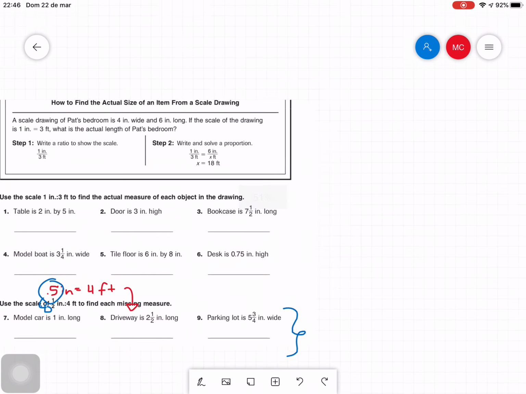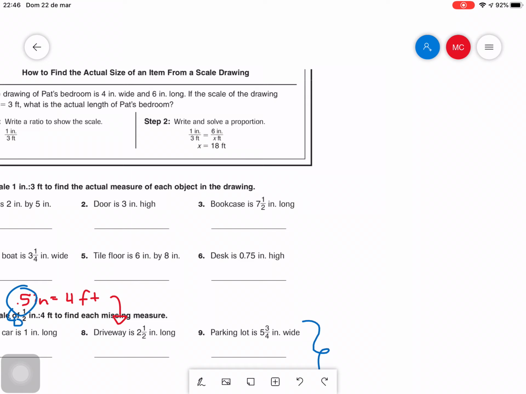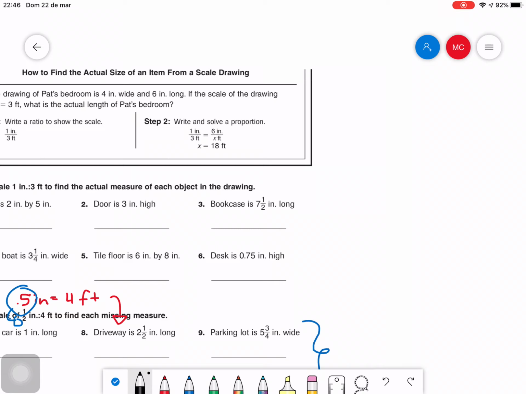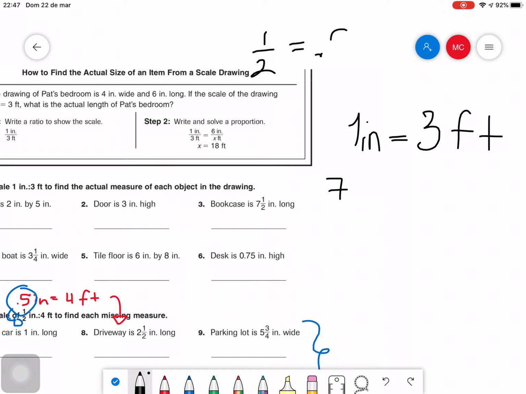They tell you that a bookcase is 7.5 inches long, okay? So I need to create or decide the scale. Remember that you can use the rule of 3 or cross products, we said that we were going to call la regla de tres in English cross products, okay? 1 inch in real life is going to measure 3 feet, okay? If this scale drawing of the bookcase is 7.5, remember that 1/2 is the same as 0.50 or 0.5, what I just said here, okay?